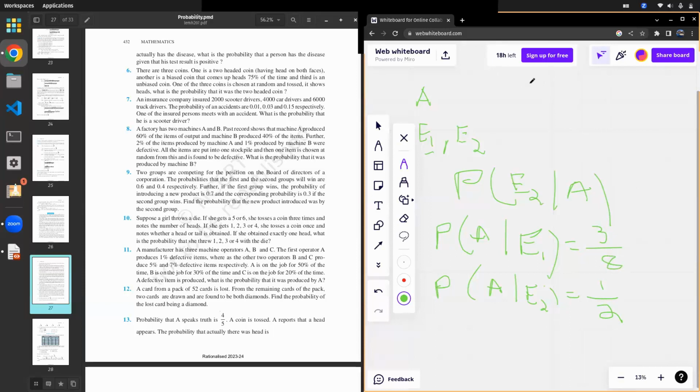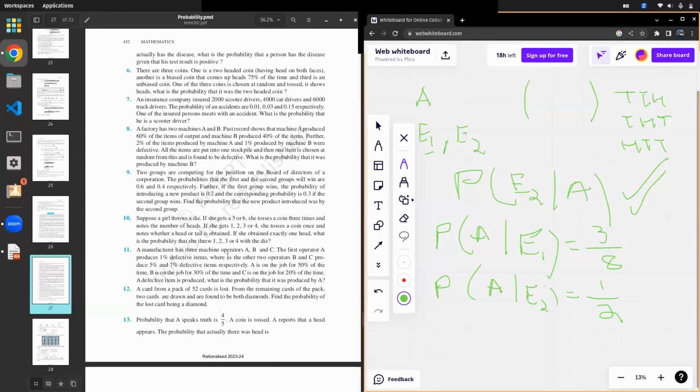So if we write a sample space, there will be 8 outcomes, and only one head: head, tail, tail; tail, head, tail; tail, tail, head. These are the only 3 outcomes which are favorable for getting only one head. So this will be equal to 3/8. So by substituting the values in the Bayes formula, we will get our required probability of E2 given A. So we move to the next question.